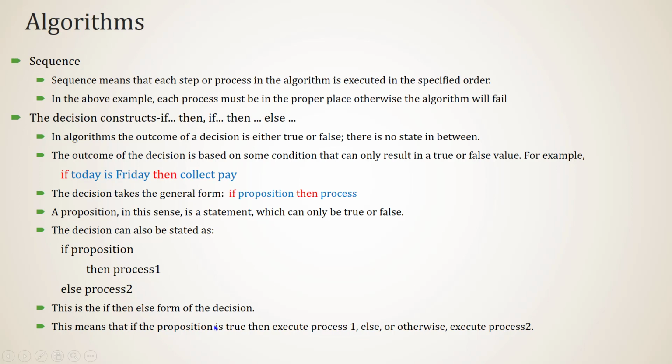This means that if the proposition is true, then execute process 1, otherwise execute process 2. So first the proposition is checked. If it is a true value, we have to do process 1. Otherwise, we have to do process 2. That means if the proposition is false, we do process 2. If the proposition is true, we do process 1. Here I have only one process. If it is true, do the process. Otherwise, do nothing.